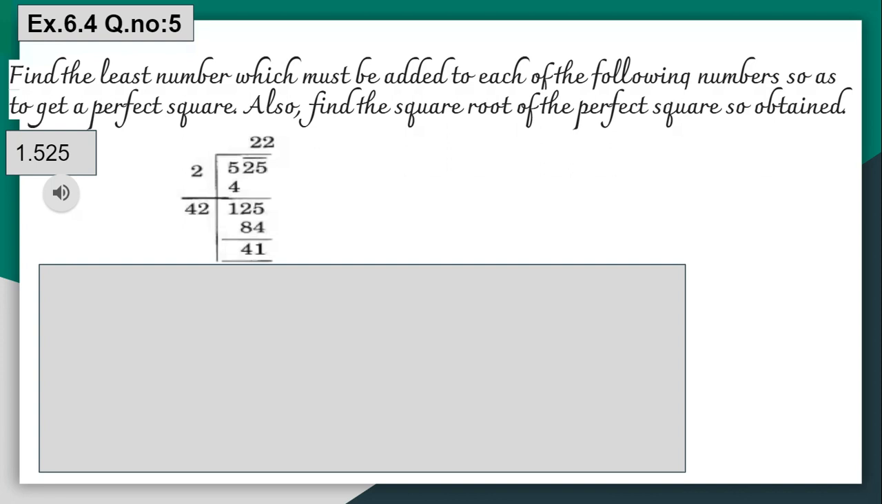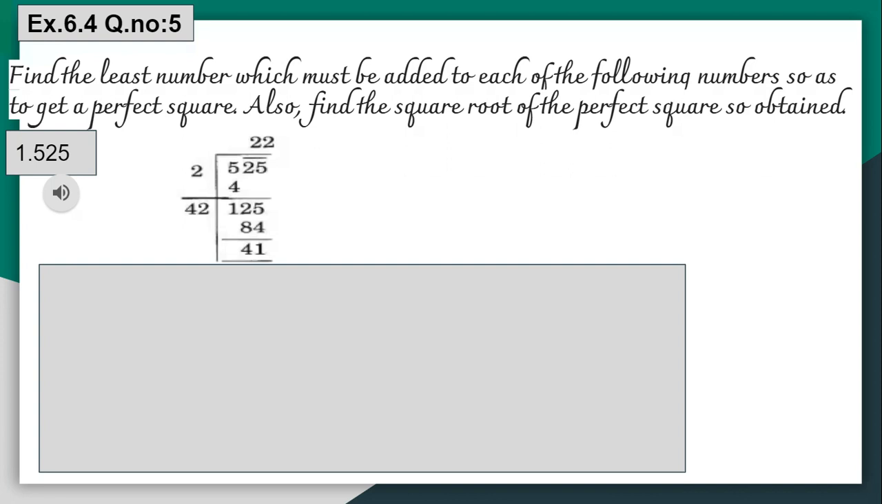So we can multiply with 2. So 42 into 2, that is 84. Now what is the remainder? The remainder we got is 41. We can do nothing with the remainder, but we can understand that this 525 is not a perfect square because a remainder is there. So we got a quotient. That means the square of 22 is less than 525, isn't it?